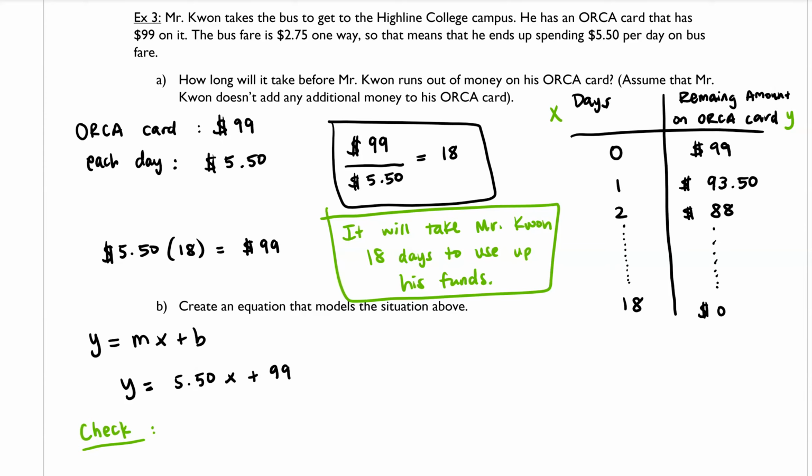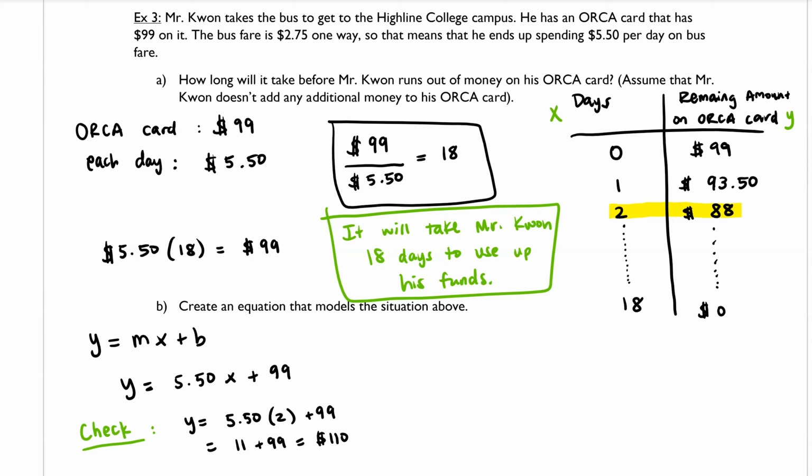So if I do that, I would get y equals 5.50 times 2 plus 99. And if I simplify that, 5.5 times 2 is 11 plus 99. And if I add those together, that is $110. Something's kind of fishy. If we had done that correctly, if I plugged in 2 days, my output should be $88. Can you think about what we might have done incorrectly?